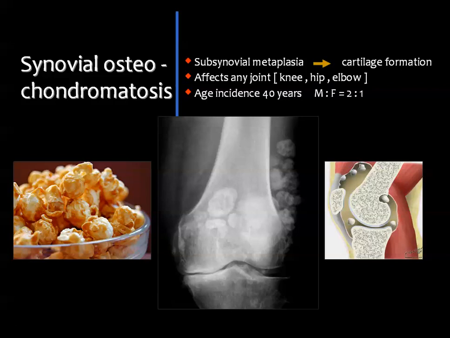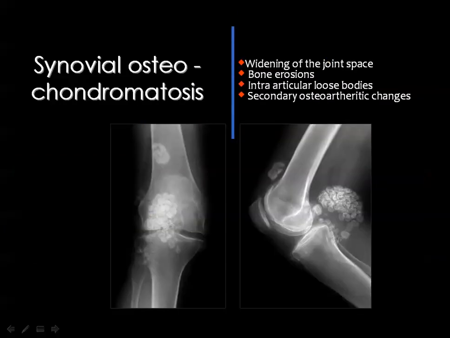Synovial osteochondromatosis is a disease resulting from synovial metaplasia leading to the formation of cartilage, which will then calcify. The major joints to be affected by this disease are the knee, the hip, and the elbow. The diagnosis is based on the presence of multiple calcified loose bodies within the vicinity of the affected joint. Sometimes this appearance is related to the popcorn appearance because of the close similarity.